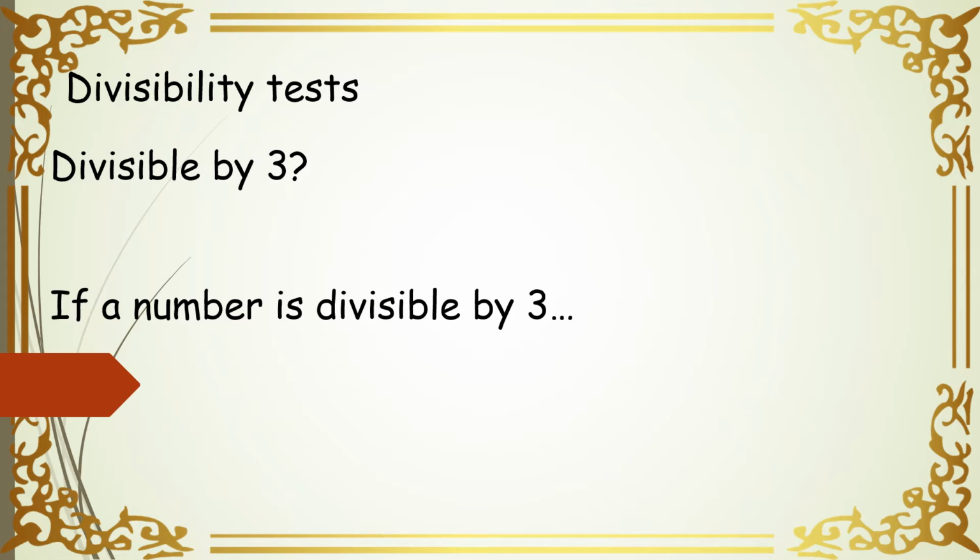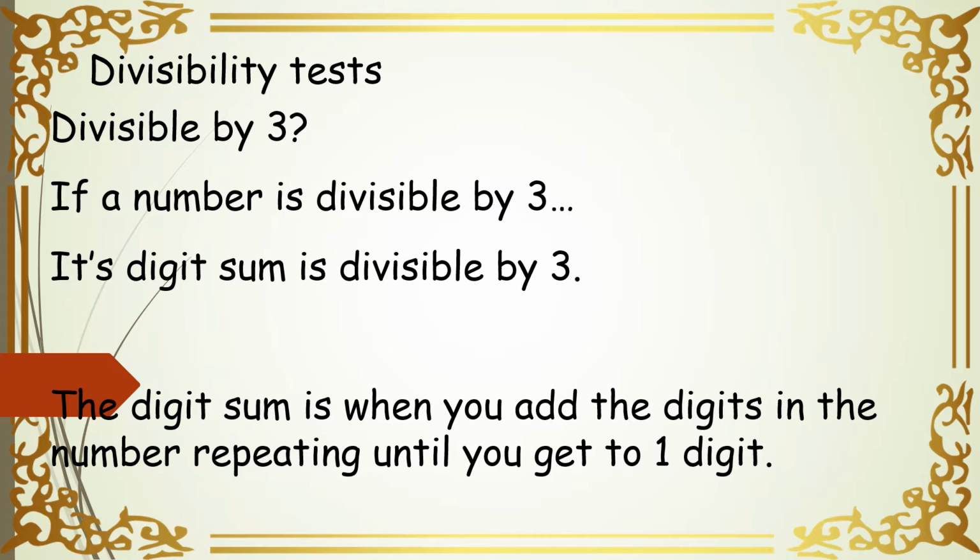Let us see the test of divisibility by 3. If a number is divisible by 3, what is the criteria? If a number is divisible by 3, its digit sum is divisible by 3. The digit sum is what you get when you add the digits in the number, repeating until you get to one digit. I'll give you a very simple example. What does the statement mean?